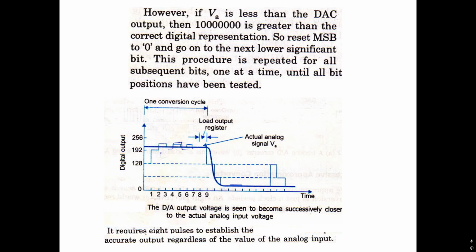The DAC output voltage is seen to become successively closer to the actual analog input voltage. Hence it requires 8 pulses to establish the accurate output regardless of the value of the analog input.